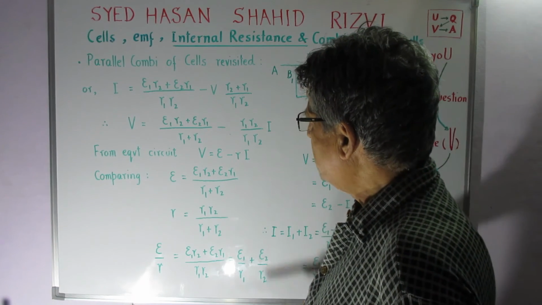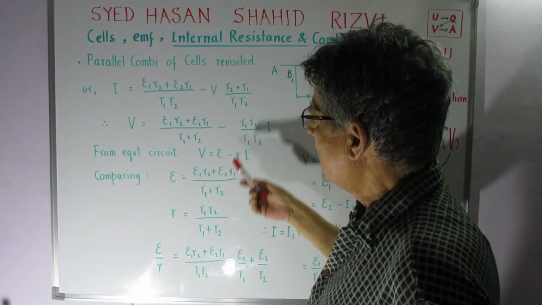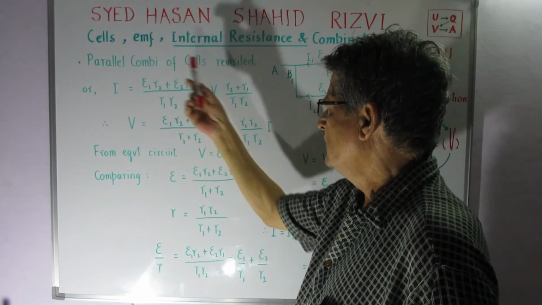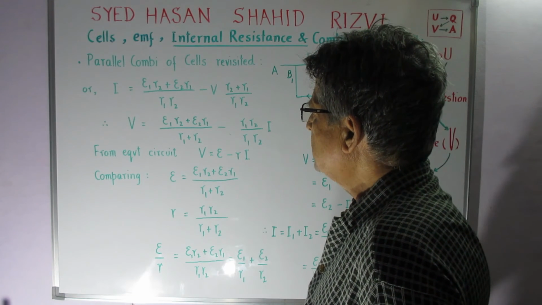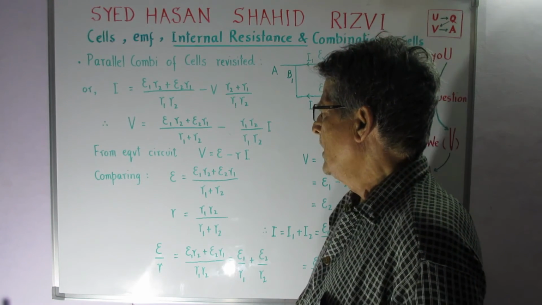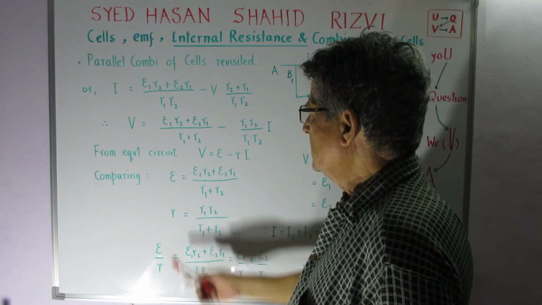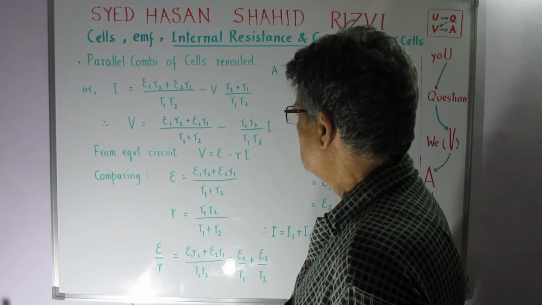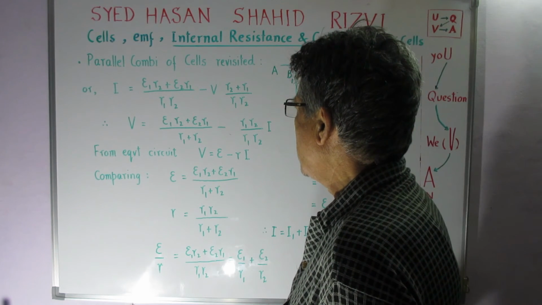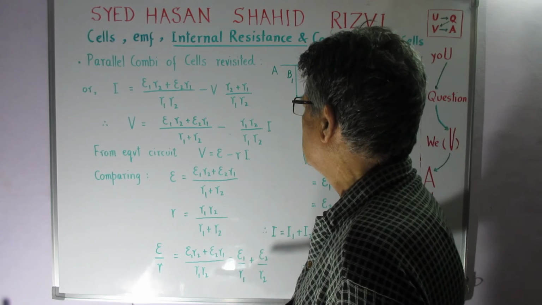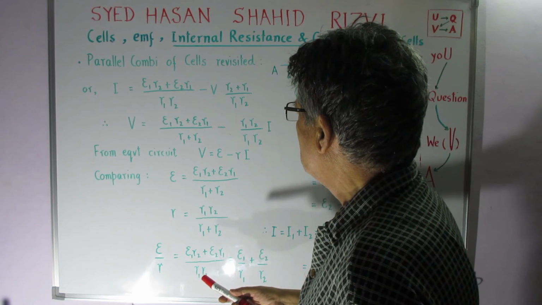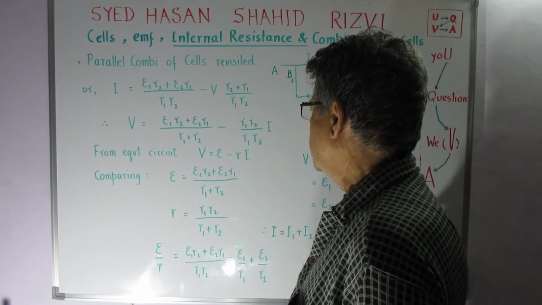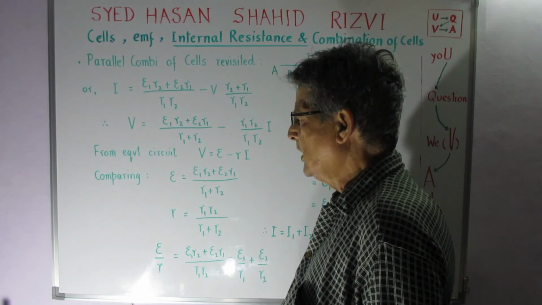Now if I rearrange the terms, I can write capital V as equal to, I take it on this side, I will come on this side. So I can write this as equal to E1 R2 plus E2 R1 upon R1 plus R2, and minus I into R1 R2 upon R1 plus R2.